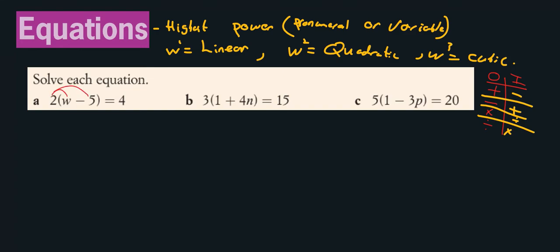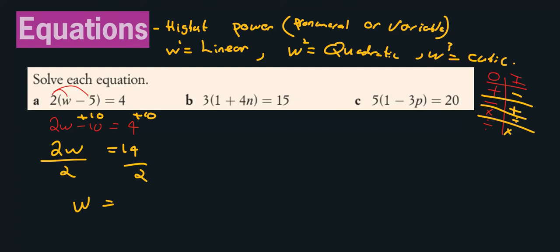So we apply the distributive law, so we get 2w minus 10 is equal to 4. Our first inverse operation is add 10 to both sides to get 2w is equal to 14. Then we divide both sides by 2, keeping the equal signs underneath, so we get w is equal to 7. Sometimes referred to as the balancing method. If we do one thing to one side, we need to do the same thing to the other.